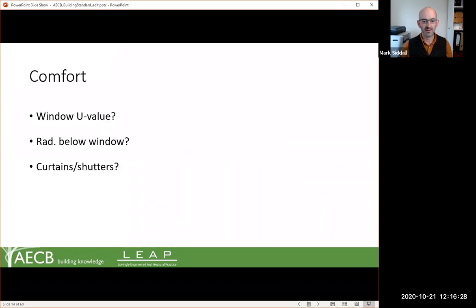We can do that in one of three different ways, really: thinking about the window U values, putting radiators or emitters underneath the windows, or using shutters and curtains in certain circumstances. Though the problem with shutters and curtains is that you can still get the downdraft during the daytime, so they're not necessarily a reliable response there.